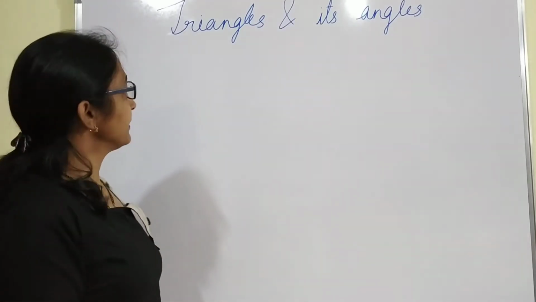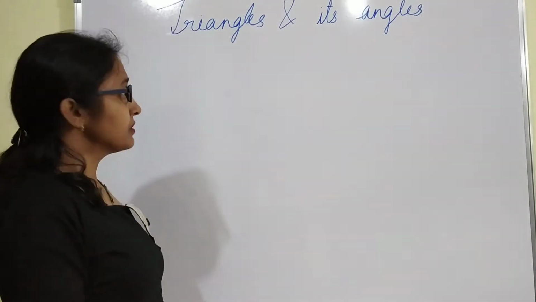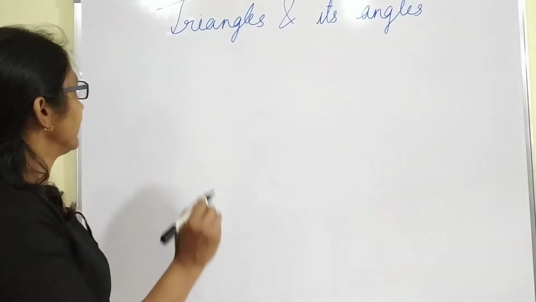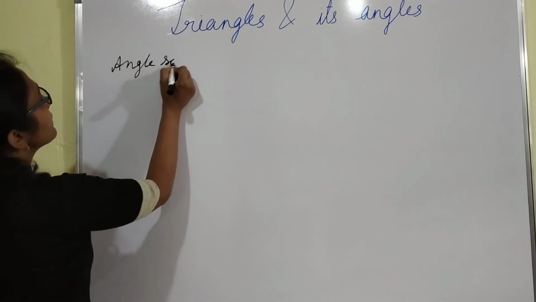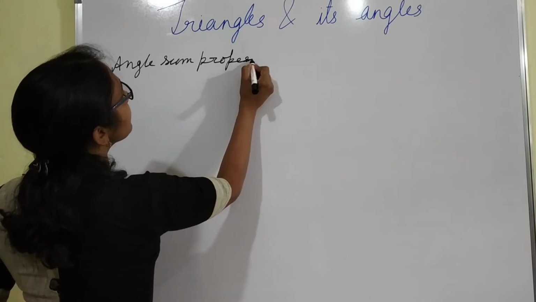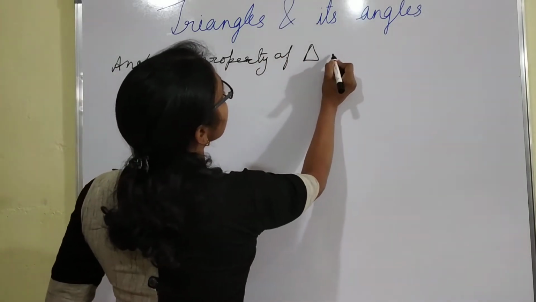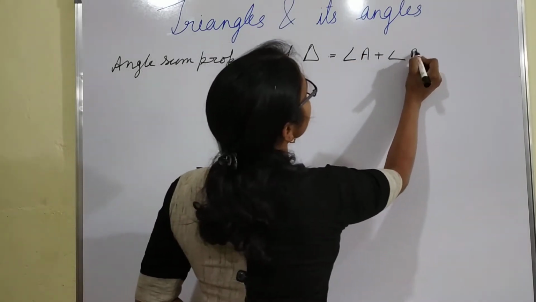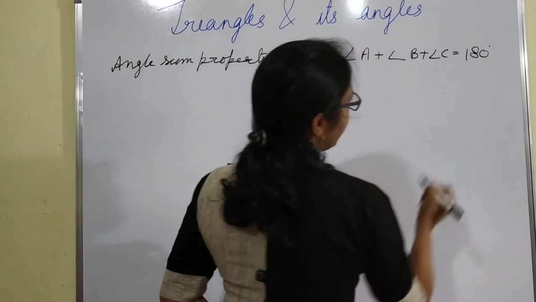Our next chapter is triangles and angles. Okay. So first we will solve how to find angle sum property. So angle sum property of triangle is angle A plus angle B plus angle C equals to 180 degree.